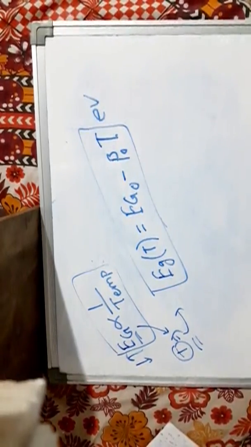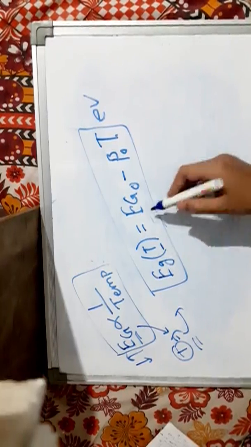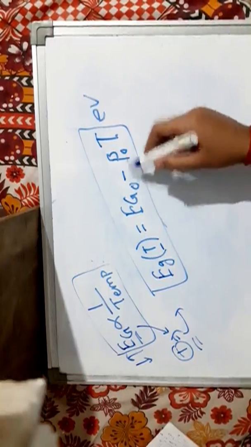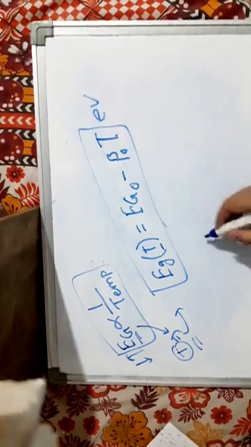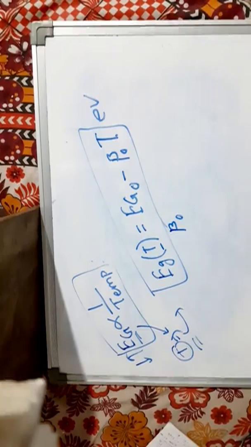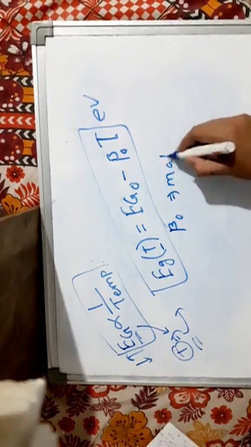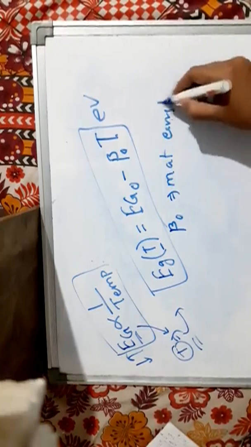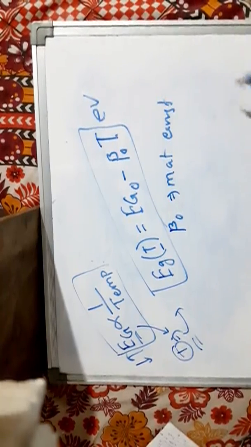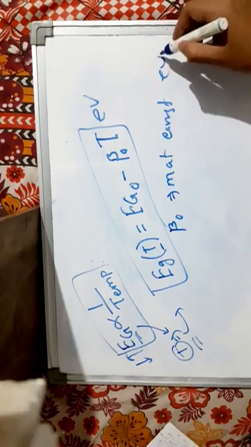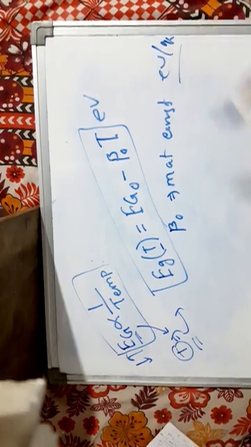So what is the formula? Energy gap at any temperature equals energy gap at 0 Kelvin minus beta naught into T. What is beta naught? Beta naught is a material constant. The unit is electron volt per degree Kelvin.